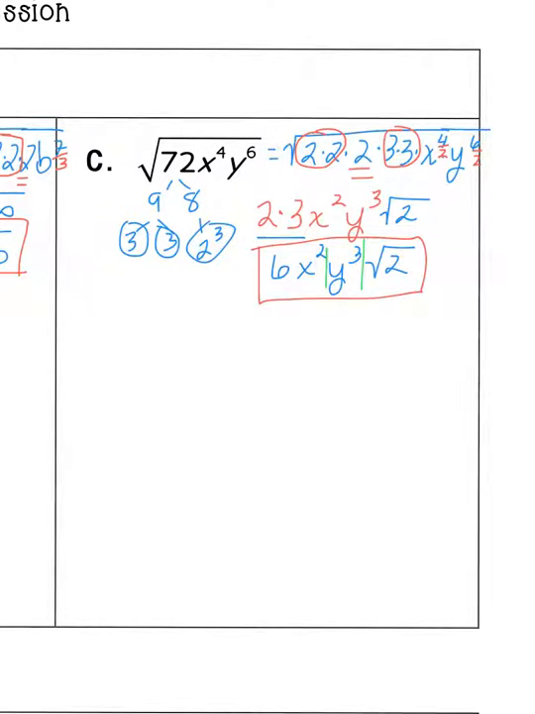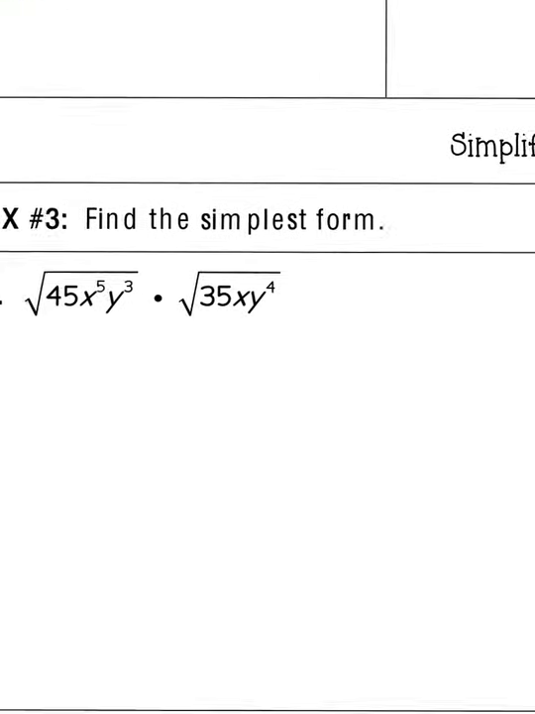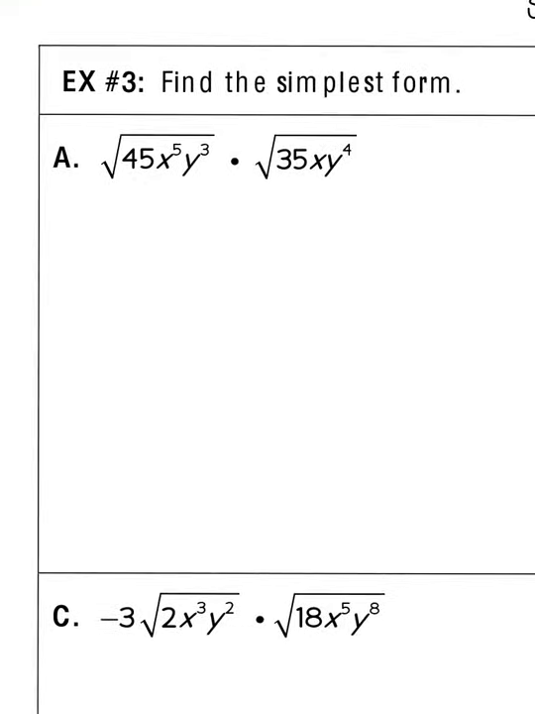Then let's look at example 3, letter A. So now we're going to multiply. The mantra here is you're going to multiply, as long as the indexes are the same, which they are, coefficient to coefficient, like base to like base. And when we multiply like bases, we add the exponents.